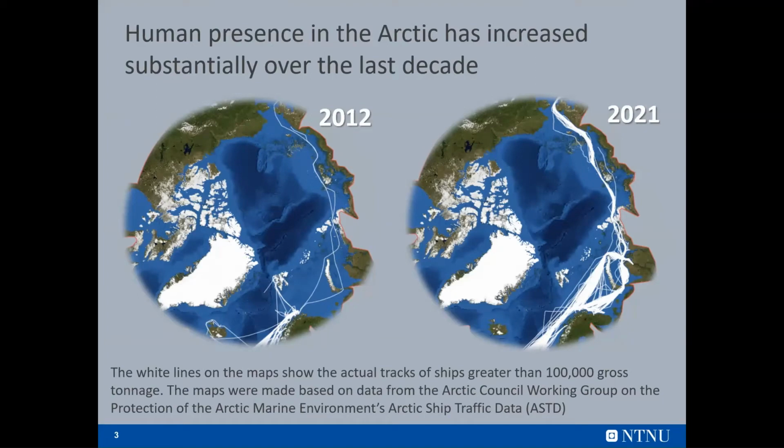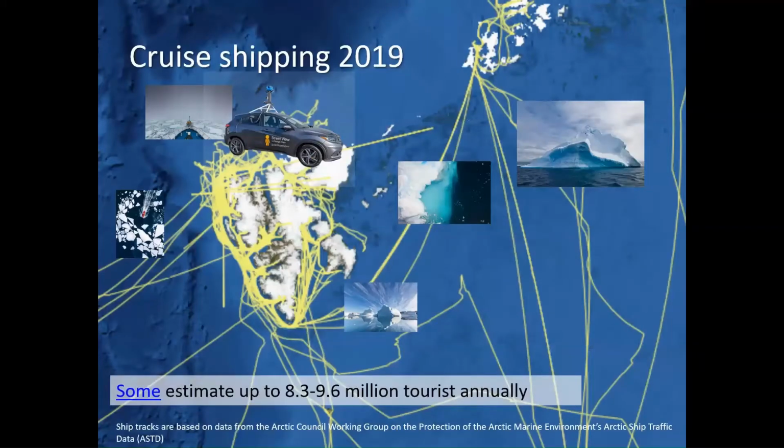Not only is the size of the vessels visiting the Arctic increasing, but also the number of vessels. We see an increase in the number of vessels operating around Svalbard, and the cruise shipping segment in particular is growing. The cruise shipping segment is also growing around Greenland and in Canadian waters along the Northwest Passage. You can see the yellow line. It's cruise shipping traffic from 2019, again with data from the Arctic ship traffic database.